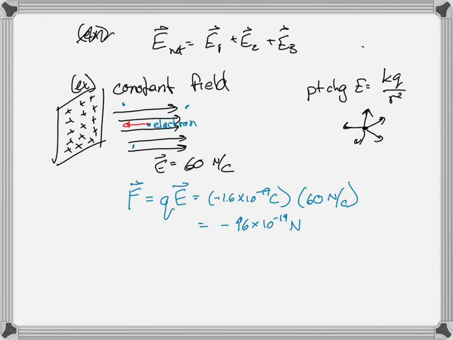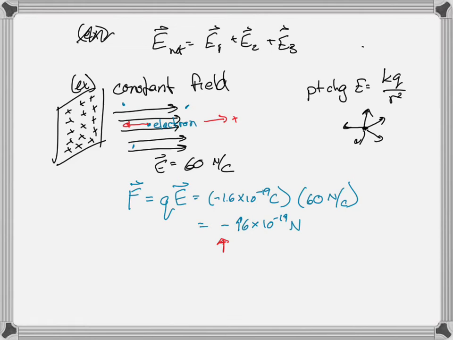So therefore, a negatively charged particle feels a force in the opposite direction. That's what the minus sign indicates here. It indicates that the direction of the force is negative of whatever the positive direction was. And I guess we were just assuming this is the positive direction, the direction of the field. So it's minus 96 times 10 to the minus 19th newtons.